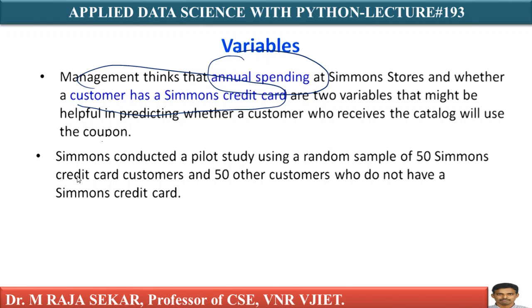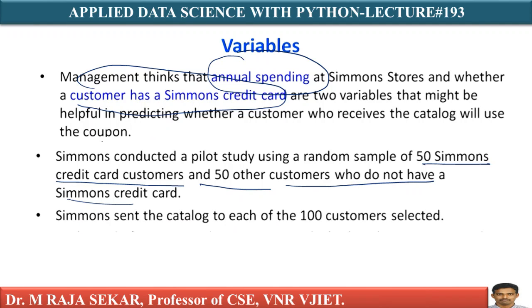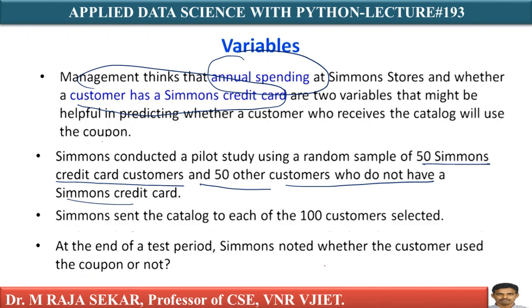Siemens conducted a pilot study using a random sample of 50 Siemens credit card customers. There are 50 Siemens credit card customers and 50 other customers who do not have a Siemens credit card. Siemens sent the catalog to each of the 100 customers selected, isn't it? At the end of the test period, Siemens noted whether the customers used the coupon or not.